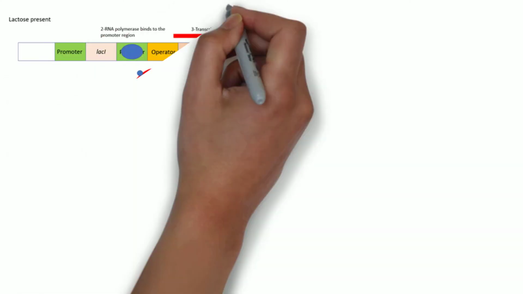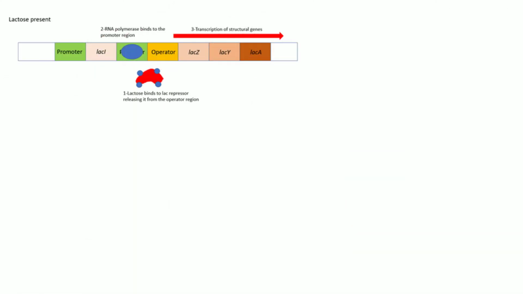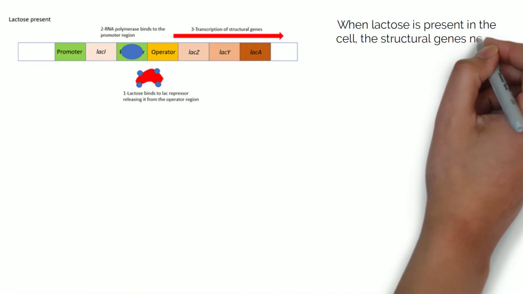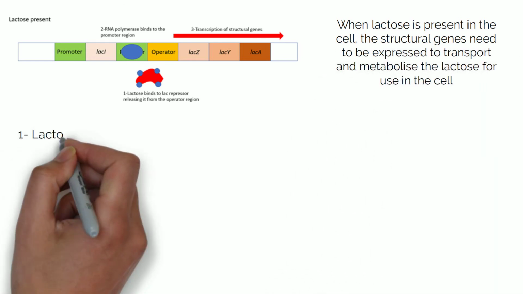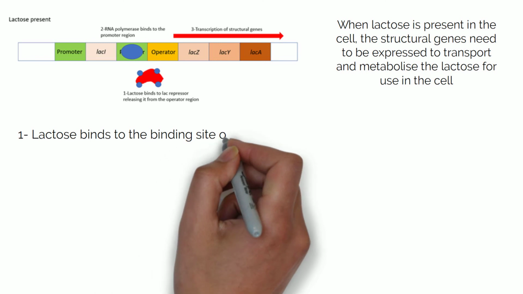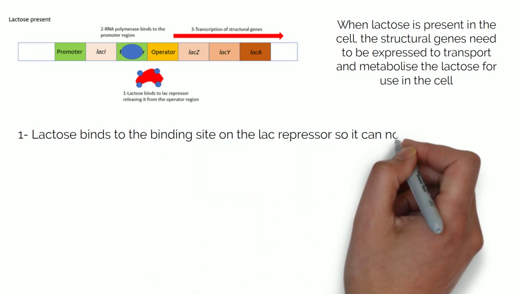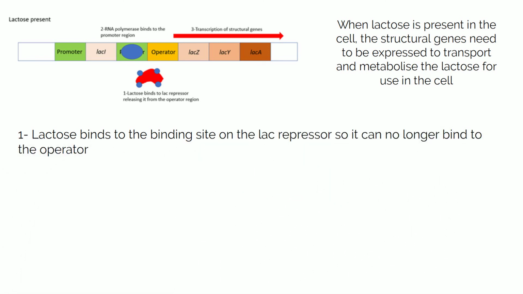When lactose is present in the cell, the structural genes need to be expressed to transport and metabolize the lactose for use in the cell. Lactose binds to the binding site on the lac repressor, so it can no longer bind to the operator.